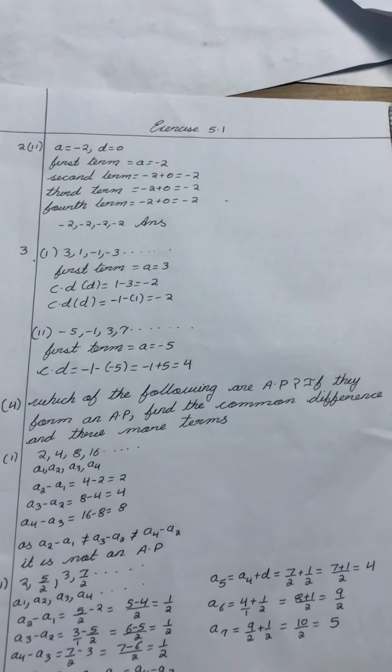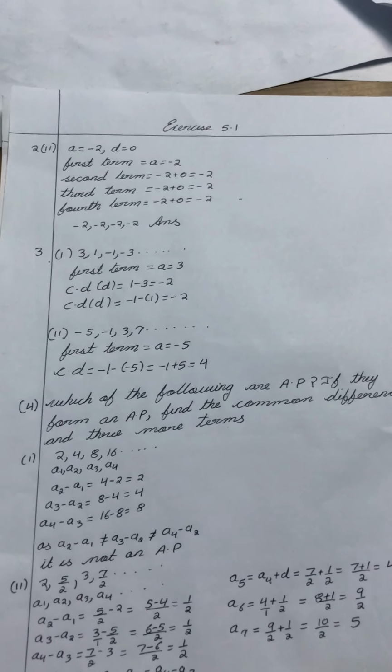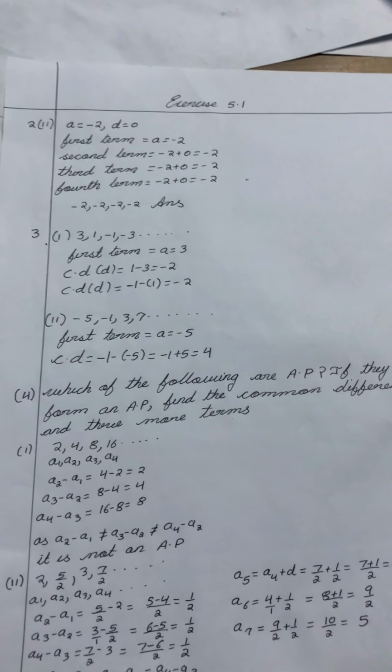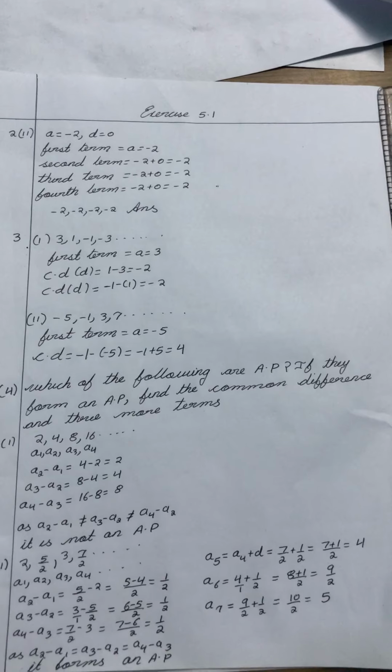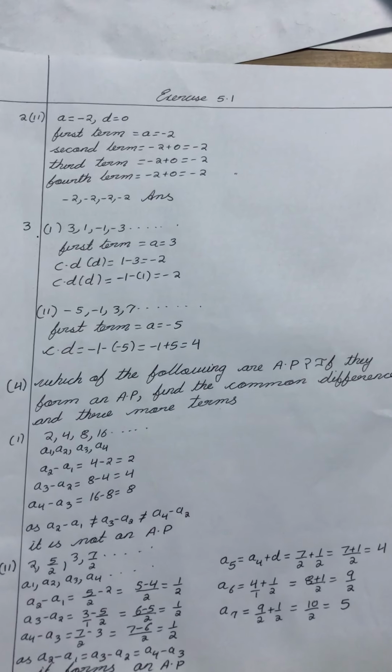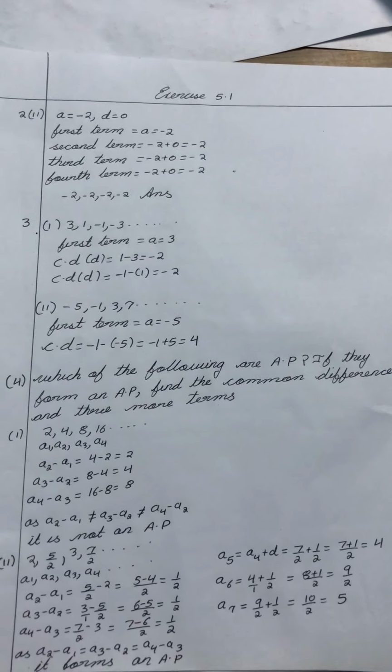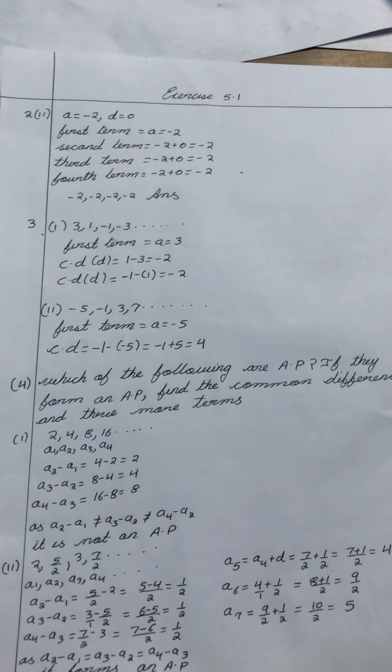Which of the following are AP? If they form an AP, find the common difference and 3 more terms. So first we have to identify whether it forms an AP or not. How to identify whether the list of numbers forms an AP? We have to check the common difference of the terms given.